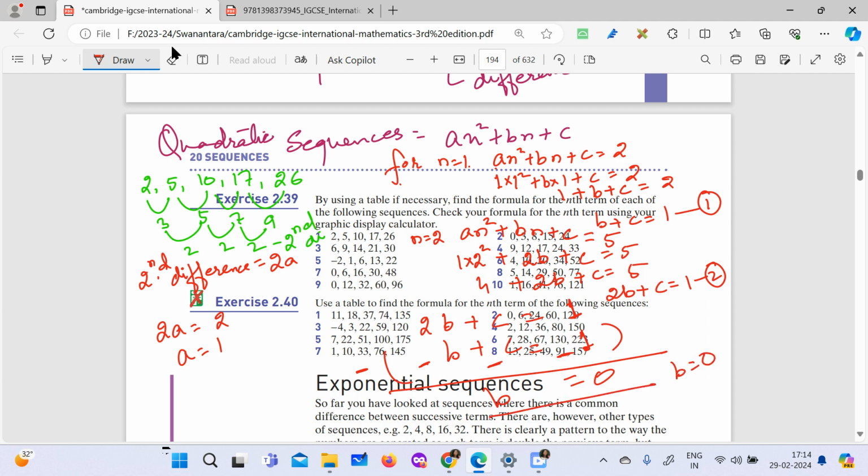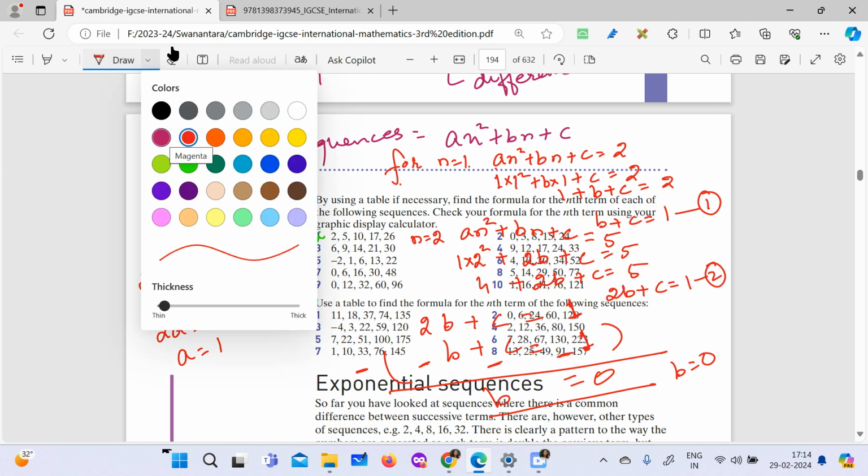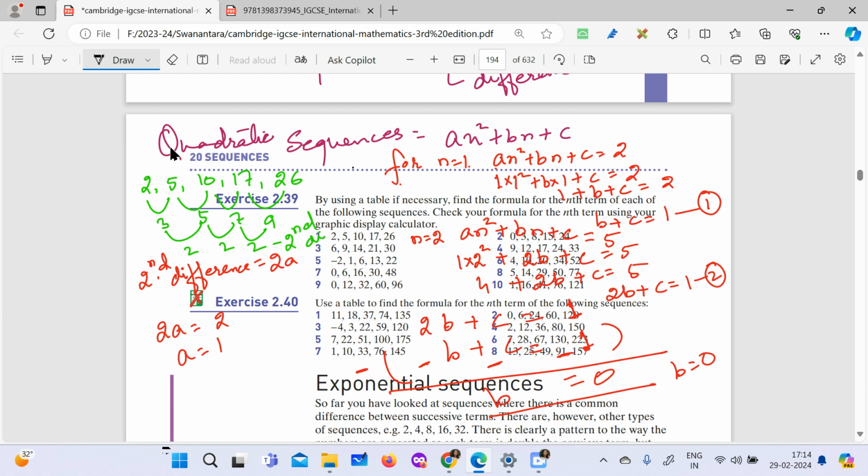This is clear to you? Yes, Miss. Okay. Now we can substitute b is equal to 0 in equation 1. So you have b plus c that is equal to 1, and b is 0, so c is equal to 1.